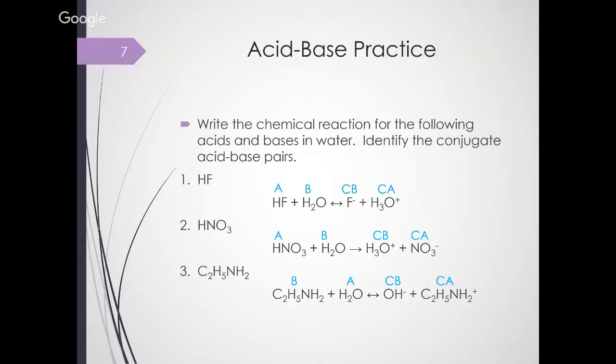HNO3, once again, I have an H there in the front, tells me nitric acid is an acid, which makes water the base. And then I lose the proton from nitric acid to become nitrate, and water picks up the proton to become hydronium ion. So here we can clearly see I made an error in this slide because this is the conjugate acid and this is the conjugate base.